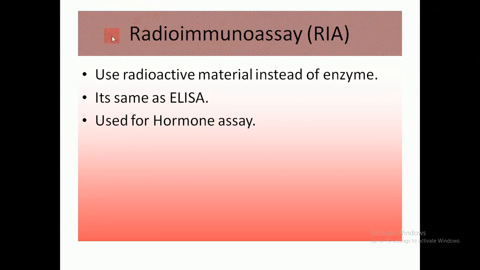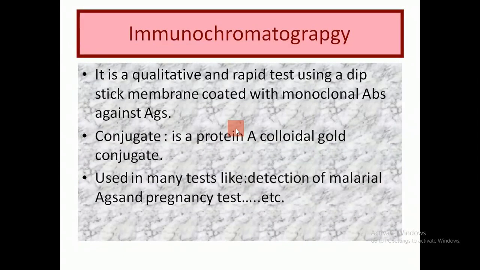Another test is RIA, which is the abbreviation of radioimmunoassay, and here we use radioactive material instead of enzyme. It is the same principle as ELISA and was previously used for hormonal assays. Nowadays it is no longer used because of the difficulty of getting rid of the radioactive materials used in the test.